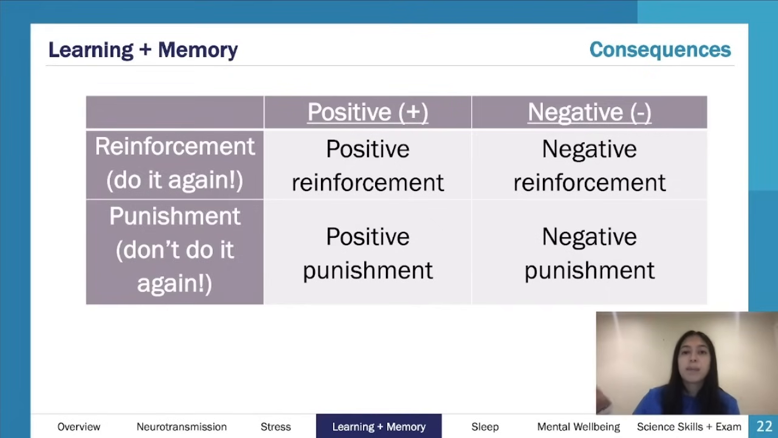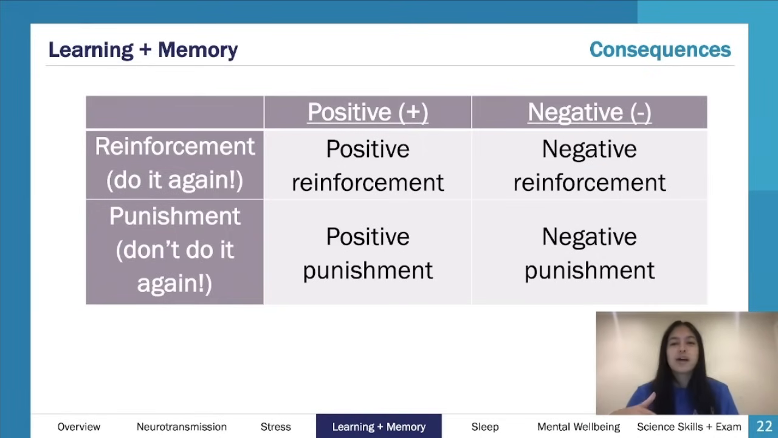I'm going to take something bad away. Positive punishment, I'm giving someone something that's going to deter them from this behavior. I'm going to give them something bad. Negative punishment, I'm taking something away that is going to make this person not repeat this behavior. I'm going to take away something good. Hopefully that makes sense. Again, just think about it like it's you.